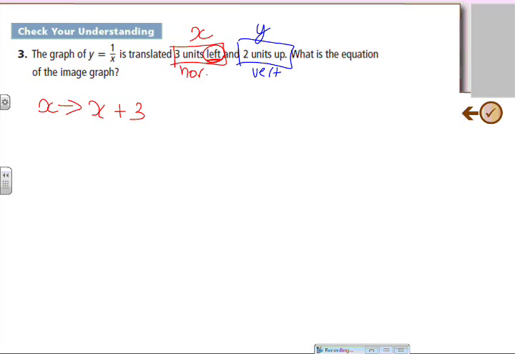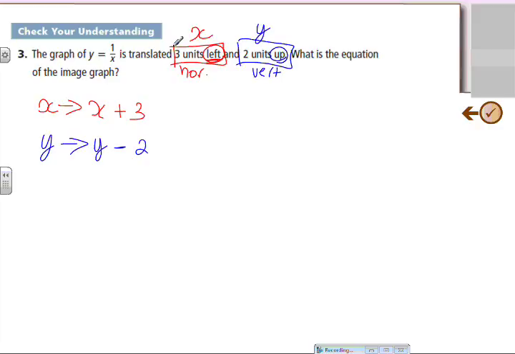Vertical. Vertical is y. So y. Then we're going to have a plus or minus because it's a translation, and it's 2 units, and it's going up. So that's into the positives. We're going to do the opposite, which is to the negatives. And all we do is, wherever you see an x, put an x plus 3. Wherever you see a y, put a y minus 2.